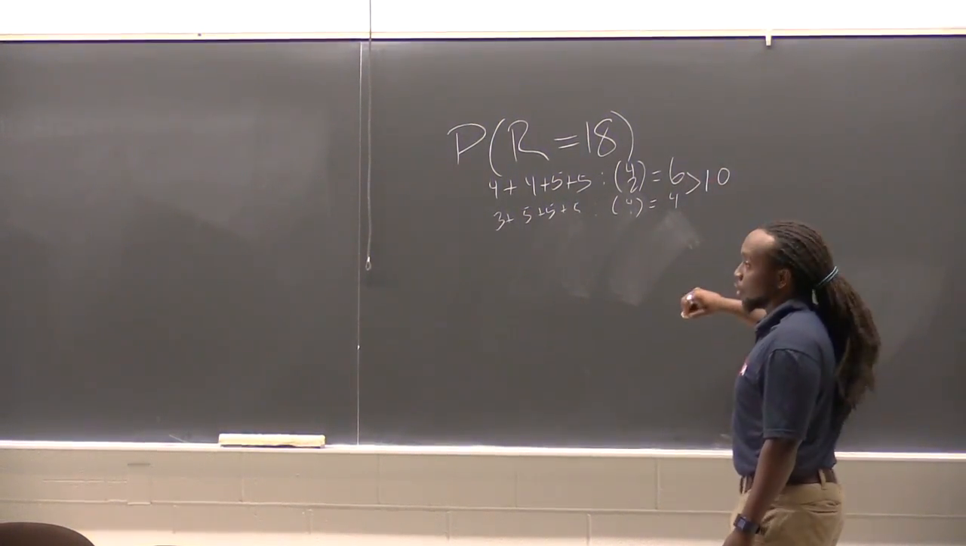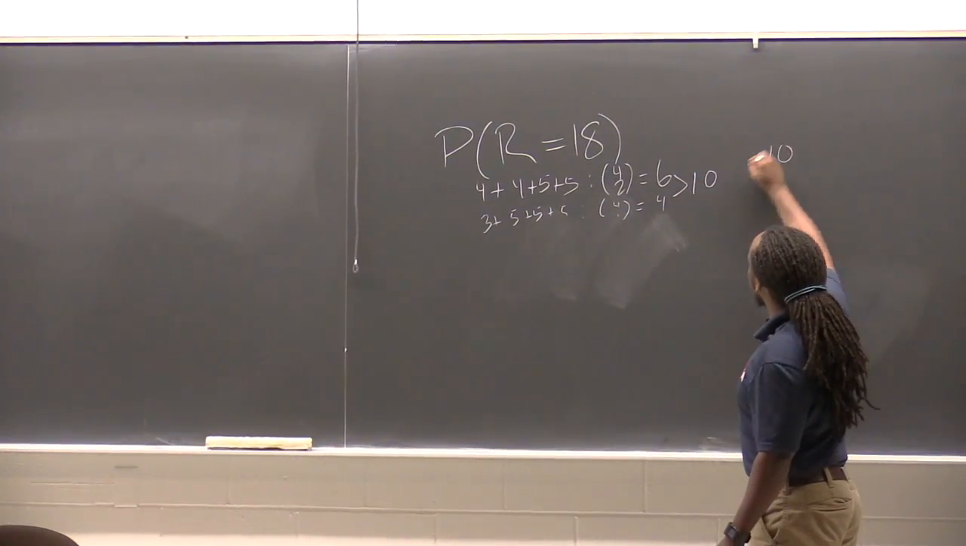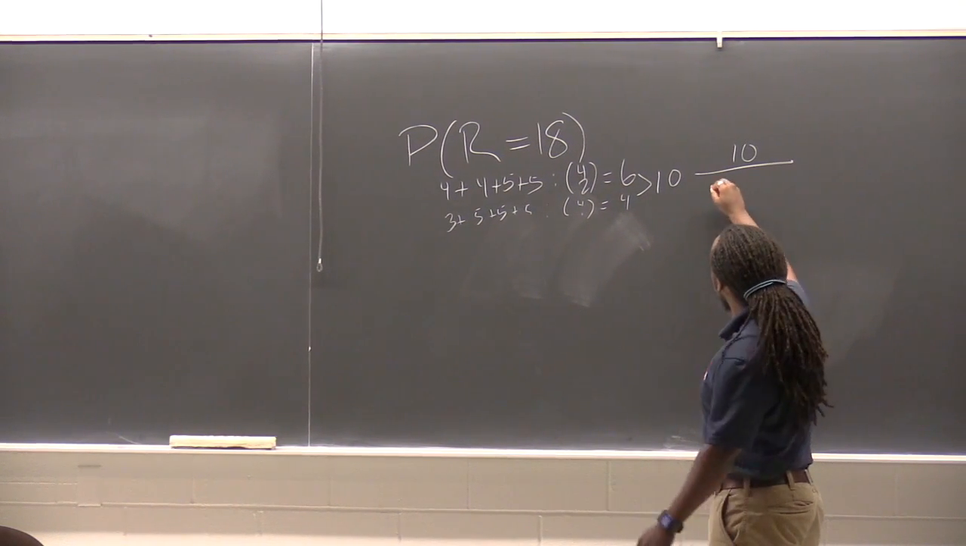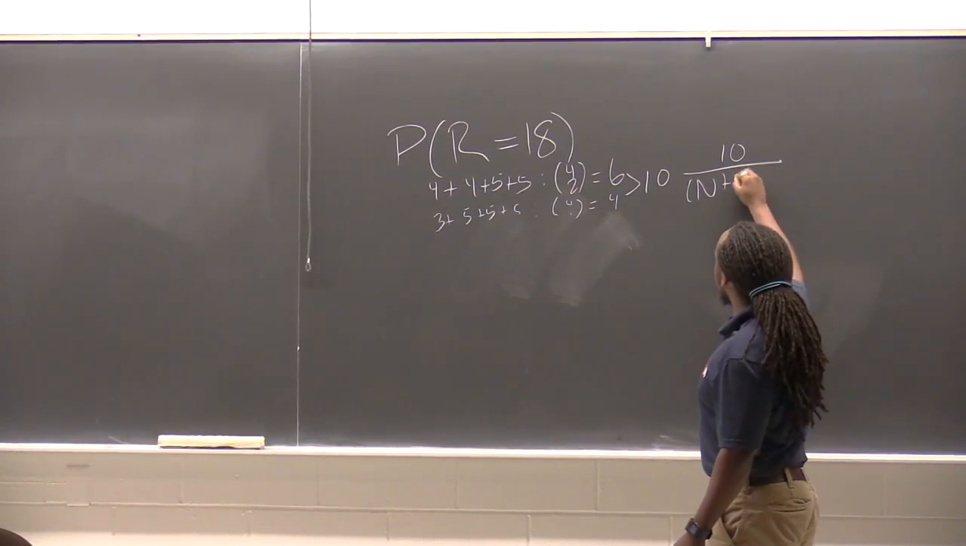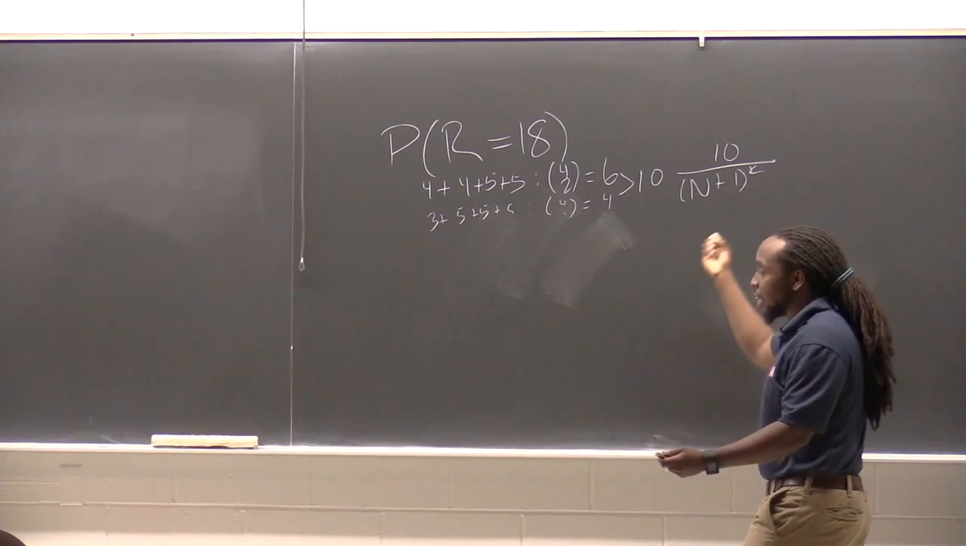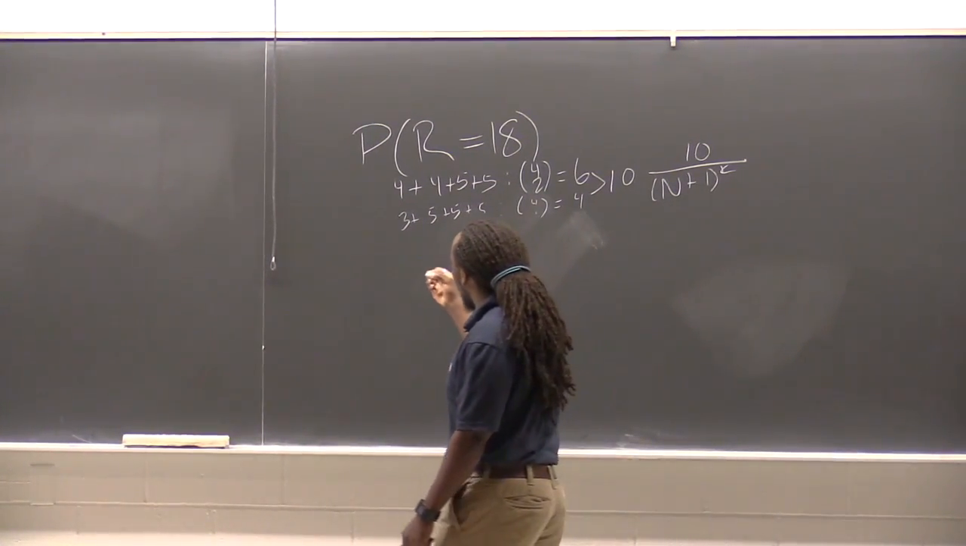So there's 10 distinct solutions, but we have to divide this 10 by the total number of possible solutions, which is n plus 1 to the k power. And that's just for the rank sum of 18.